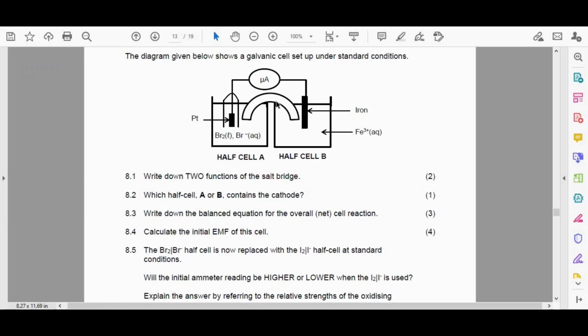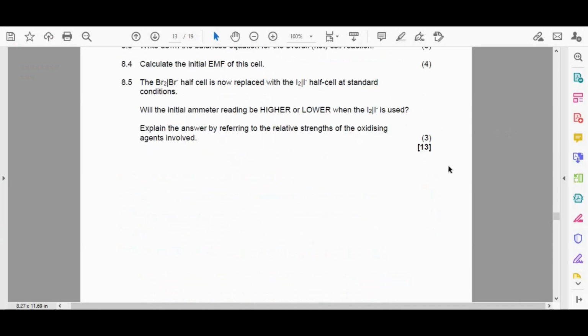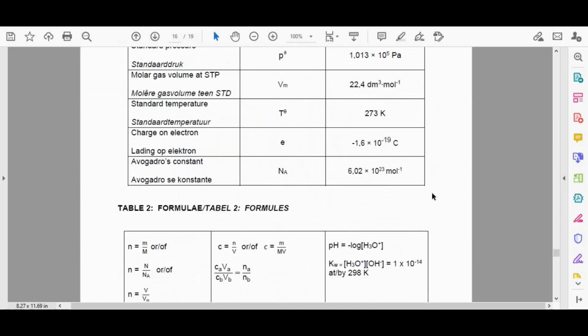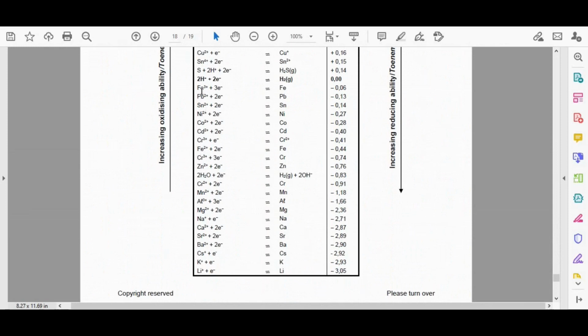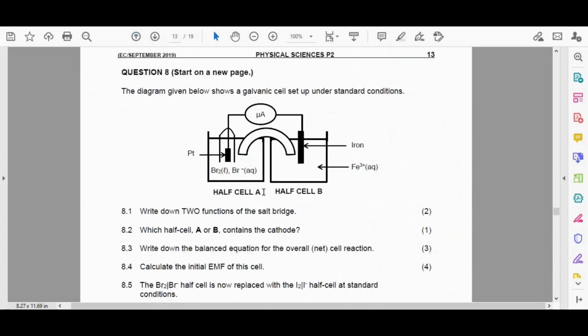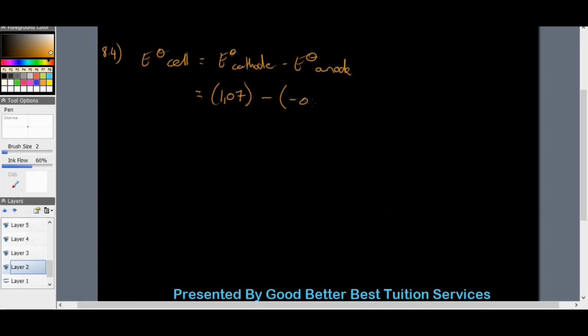All right, now we need to pick the right half reaction, which was the Fe3 plus half reaction and not the Fe2 plus half reaction. So if we find that on our periodic table, there's the 2 plus, there's the 3 plus. Fe3 plus 3 electrons, we get a value of negative 0,06. Okay, so if we go back to our question, we have minus 0,06. We end up with 1,07 plus 0,06, and we end up with an EMF of the cell, therefore, equal to positive 1,13 volts.